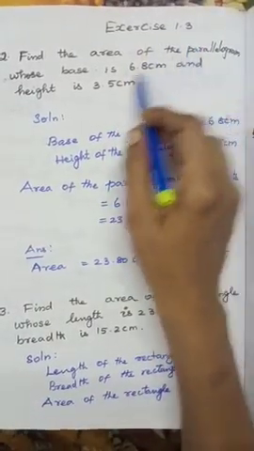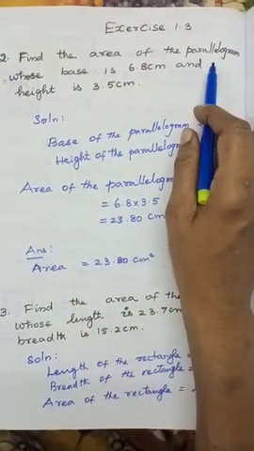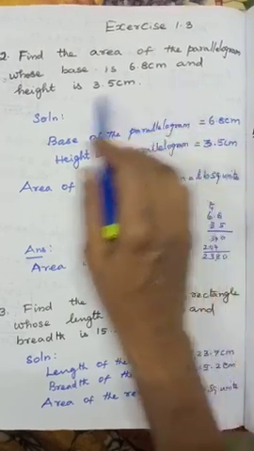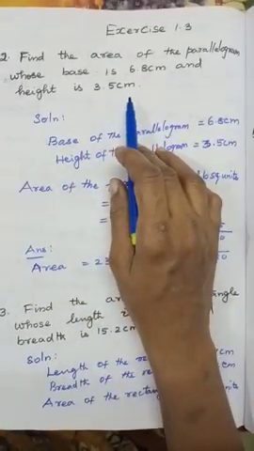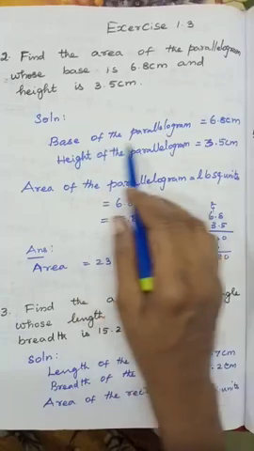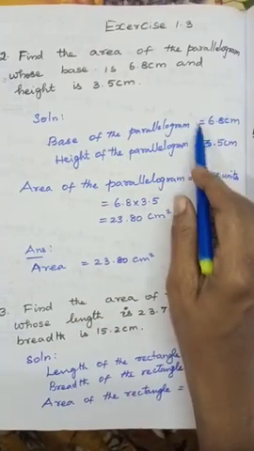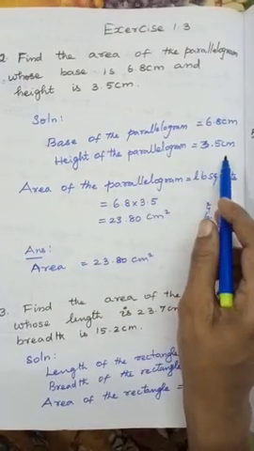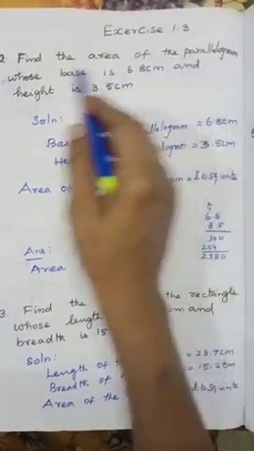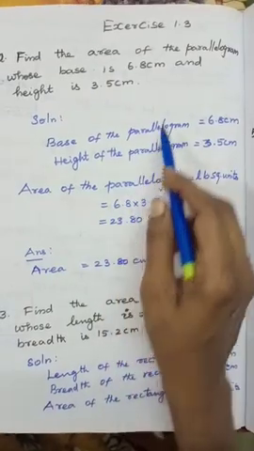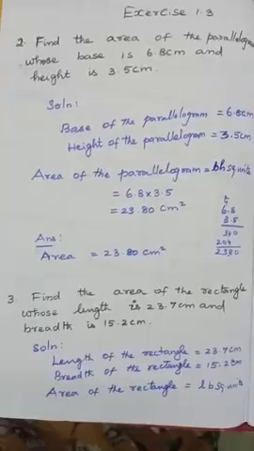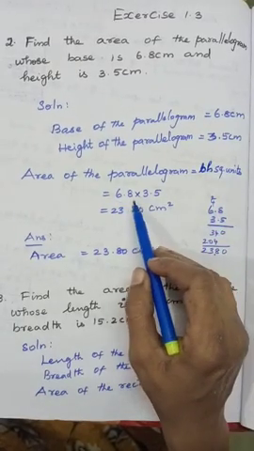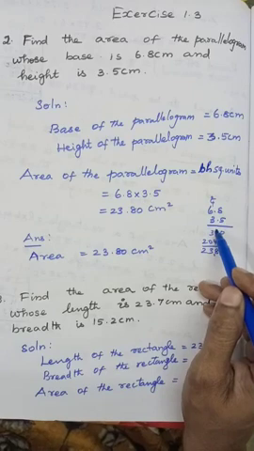Exercise 1.3. Second sum. Find the area of a parallelogram whose base is 6.8 centimeter and height is 3.5 centimeter. Okay. Base of a parallelogram is equal to 6.8 centimeter and height of a parallelogram is equal to 3.5 centimeter. Now, what is the area of a parallelogram? Area of a parallelogram is BH square units. So 6.8 into 3.5. Now you have to multiply this.